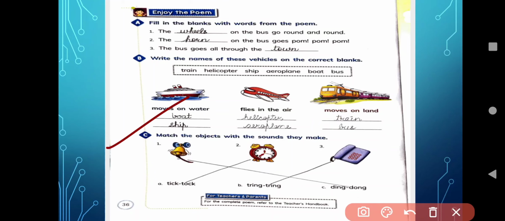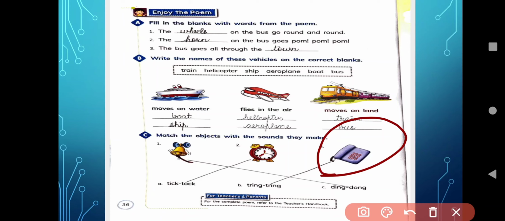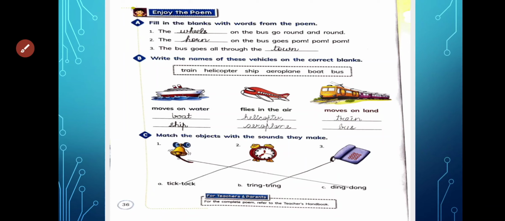Now come to the C part. Match the objects with the sound they make. So first of all, we have a bell. And what is the sound of a bell? Ding dong. Next, what is the sound of a watch? It's tick-tock. In the last, what is the sound of a telephone? It's tring-tring.